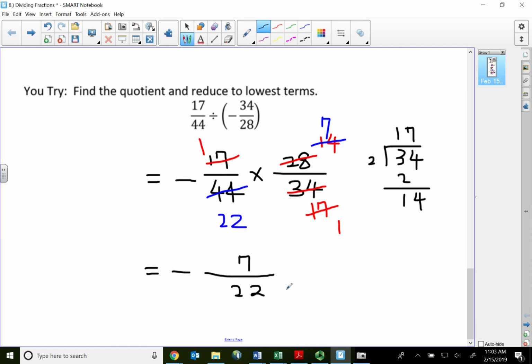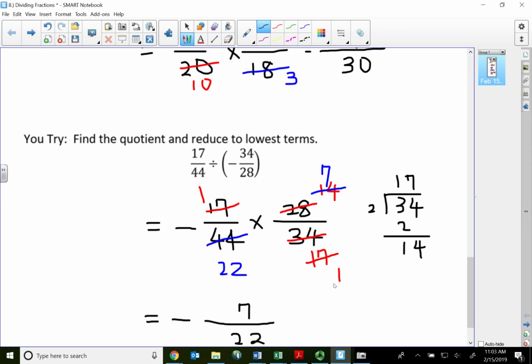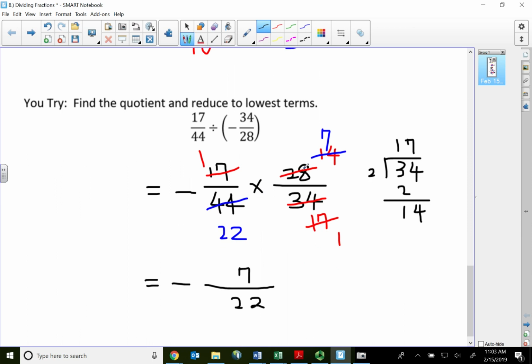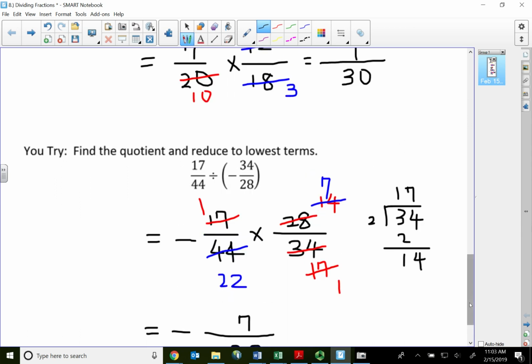All right, so when it comes to division of fractions, we have to remember to multiply by the reciprocal of the second fraction. The first fraction will always stay the same.